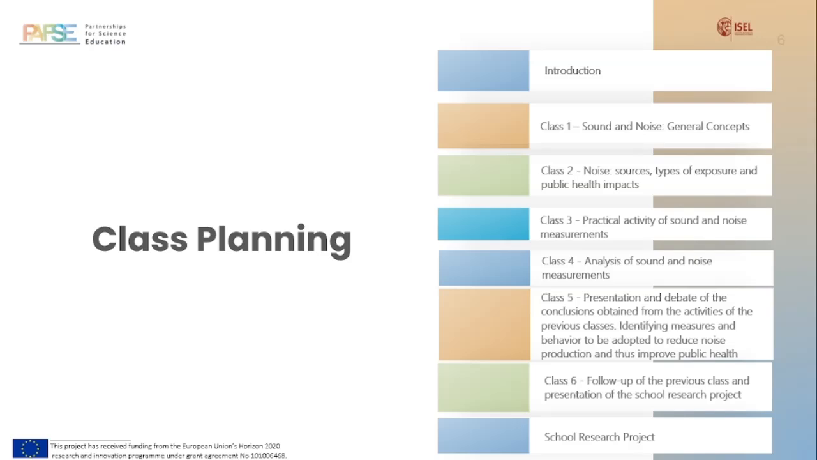So each group will debate the noise measurements they recorded in class 3, and the main issues and facts that they discovered by treating the data in class 4 regarding public health issues arising from noise pollution. A debate will be generated in class 5, where students will start to suggest some measures to be taken, both individually and community-wide, to mitigate noise pollution in, for example, their school environment.